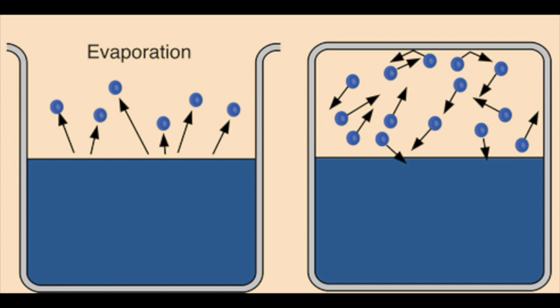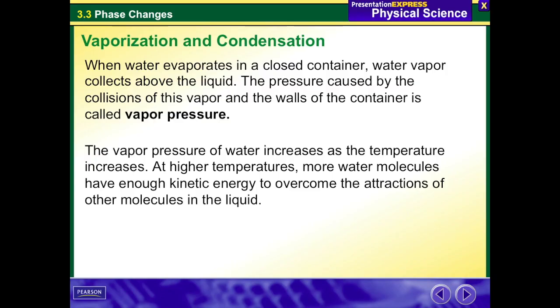When water evaporates in a closed container, water vapor collects above the liquid, and the pressure caused by the collisions of this vapor on the walls of the container is called vapor pressure. The vapor pressure of water increases as the temperature increases. At higher temperatures, more water molecules have enough kinetic energy to overcome the attractions of other molecules in the liquid.